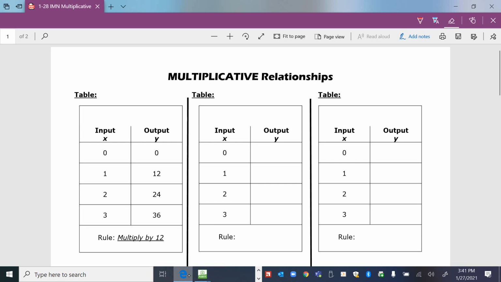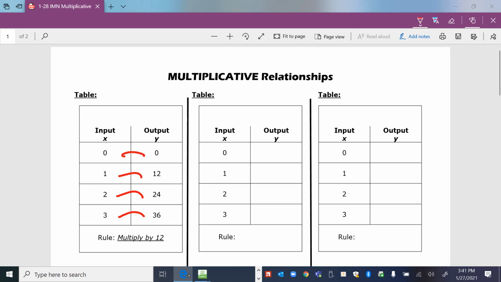Multiplicative relationships. Multiplicative means you're either multiplying or dividing. So we're finding the relationships in these tables between the x value and the y value. What I notice in my first table is my input is 0 and my output is also 0. So 0 to 0, then 1 to 12, 2 to 24, and 3 to 36.